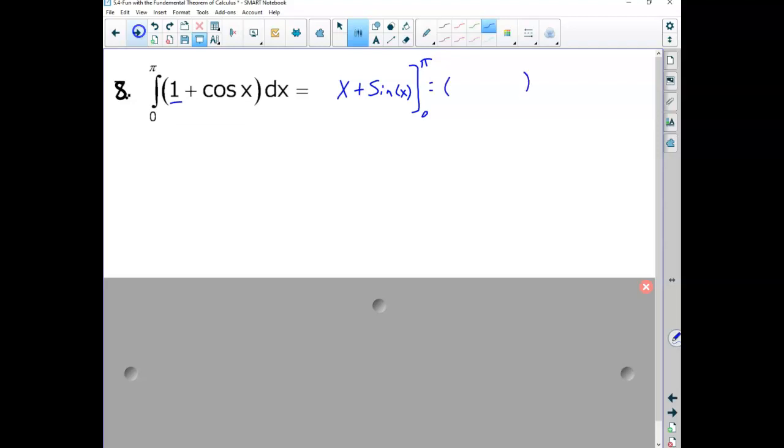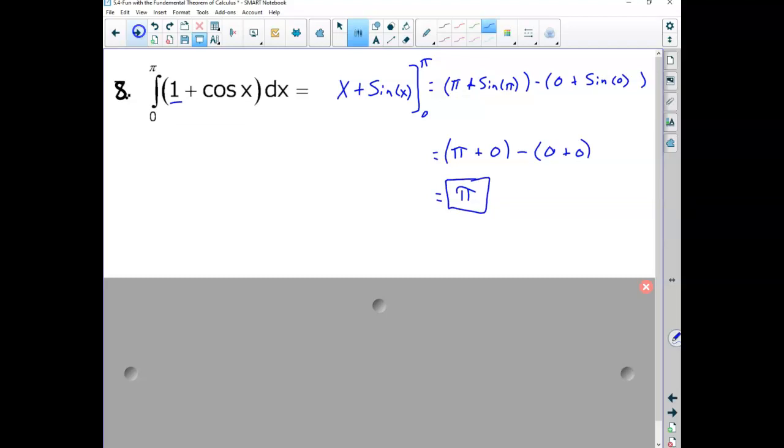So this is going to give me that minus that: upper limit minus lower limit. So I'm going to take pi plus the sine of pi, minus 0 plus the sine of 0. Remember trig, crazy stuff happens sometimes. So this is pi plus, what's the sine of pi? The sine of pi is 0, isn't it? Minus 0 plus the sine of 0. Sine of 0 is 0. So this whole thing should give me pi.